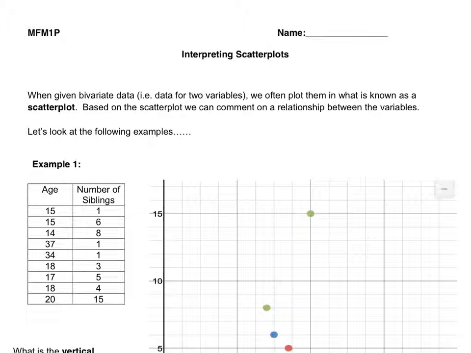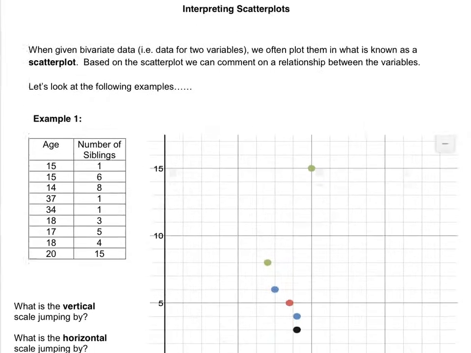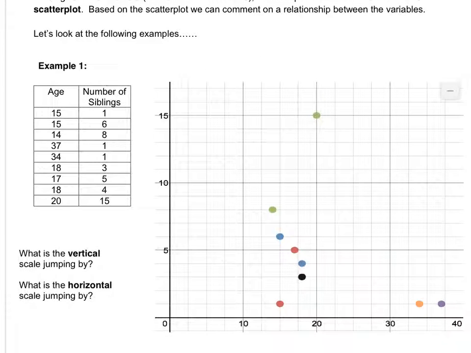So let's look at these relationships in graphs. When you are given bivariate data, which means data for 2 variables, we often plot them on scatter plots. So it's a graph with points on it, which shows the relationship between the 2 different variables. And it allows us to see those relationships. So we're going to look at some examples where the graphs are drawn for us.